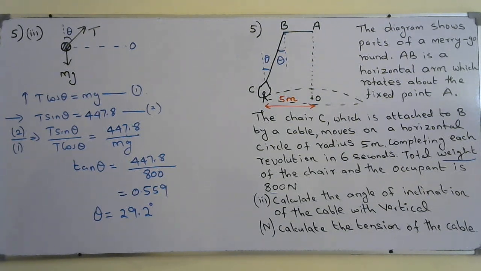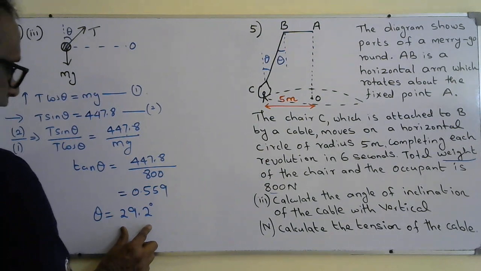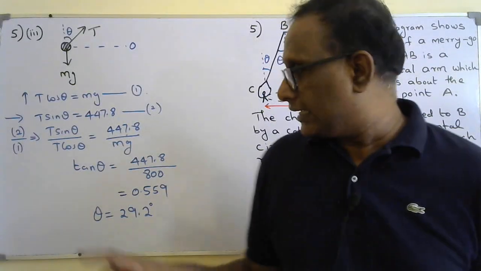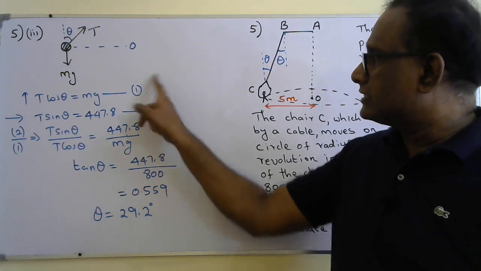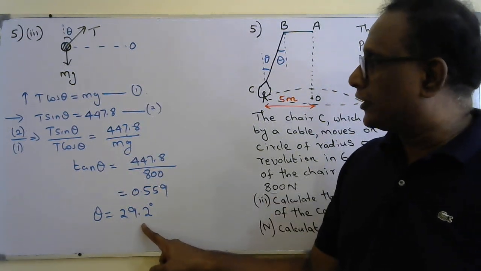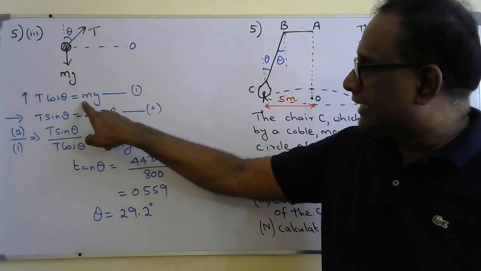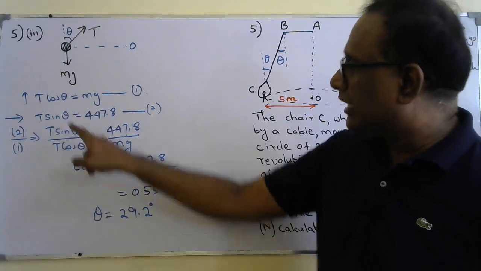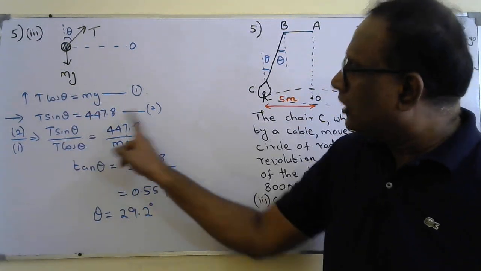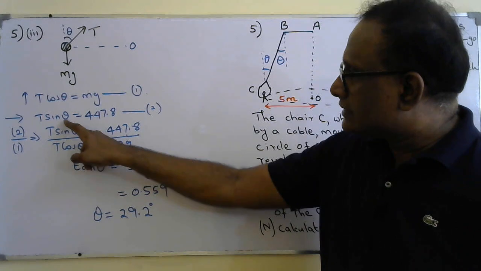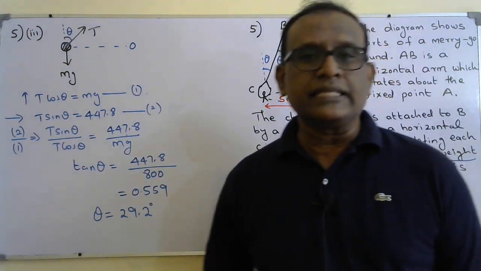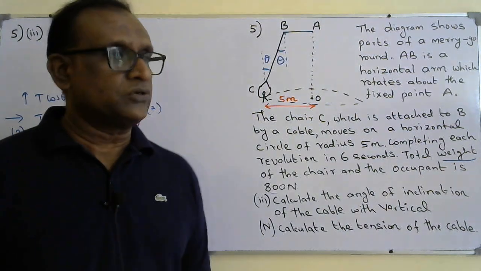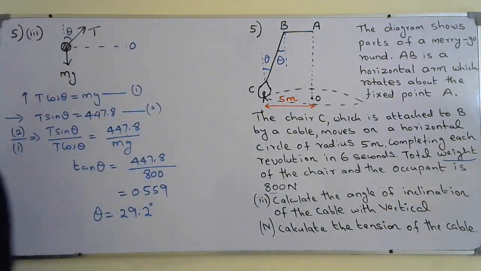Okay, so last part, the fourth part: calculate the tension of the cable. Now we know the theta, right? We already found it. Substitute this value in either one of these equations, theta 29.2. So here we know mg is 800. Substitute theta 29.2 and you will get the tension T, or substitute this 29.2 in the second equation. We know the theta. We know 448, you can find the T. Wherever you want, you can substitute and find the T. That's the last part.